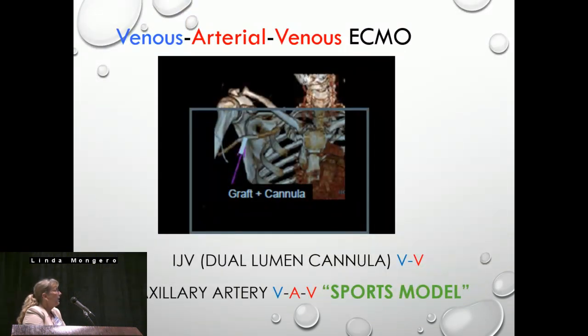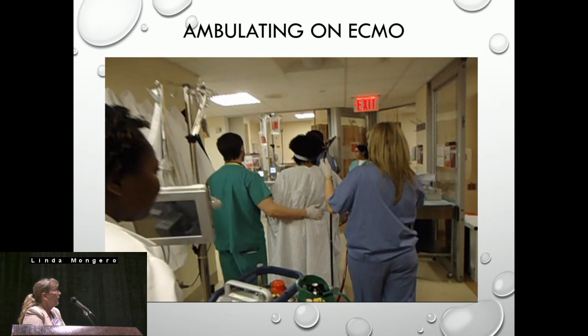The VAV ECMO that we use with the internal jugular dual lumen cannula and the axillary artery sports model, as you can see here, I show that a graft is put on the axillary artery, but this is the sports model so the patient can actually get up and move around. This is what a patient looks like ambulating on ECMO. You saw that also on other slides this morning, but this really gives them full ability to get better.